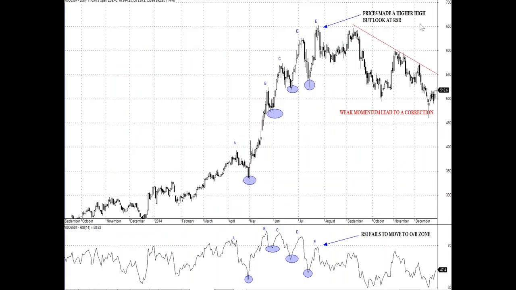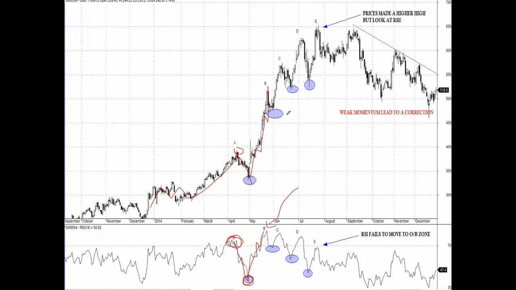So here, have a look at this. At point A, the prices are moving up. RSI moves to an overbought territory at A and comes down and moves to an oversold territory. Now when the prices move up, again this up move has taken the RSI into an overbought territory at B.